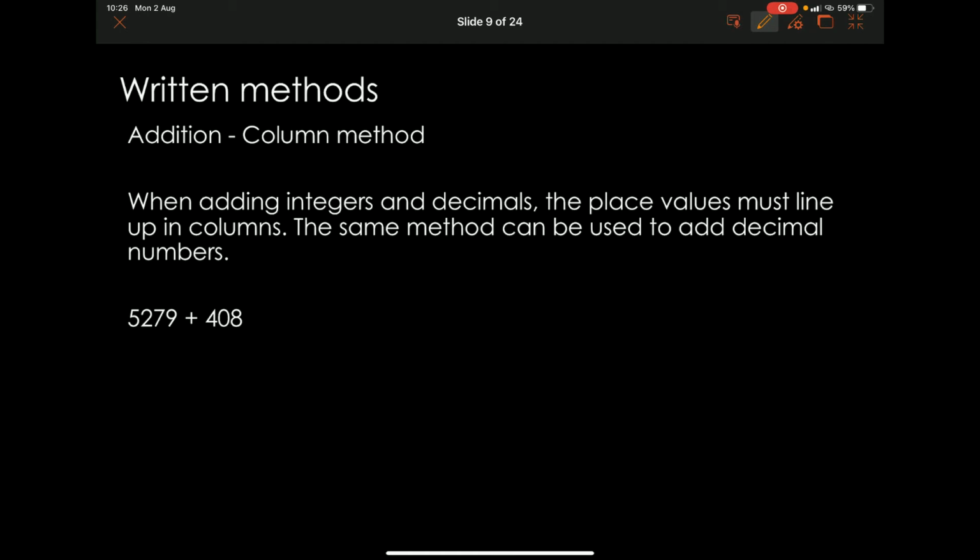When we add, it's much easier if we just use the normal column method. So we're not going to go through loads of different methods for adding. We're just going to go through one method of adding without a calculator. And what we're going to do is take our numbers 5,279, and we're going to add 408. Remember to line up your thousands, hundreds, tens and units. So units here, tens here, hundreds here, and then thousands there. And then we're going to add them together.